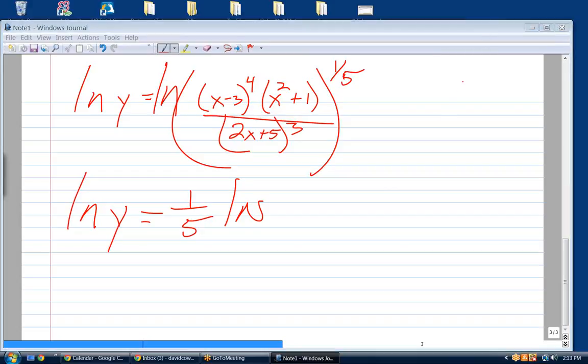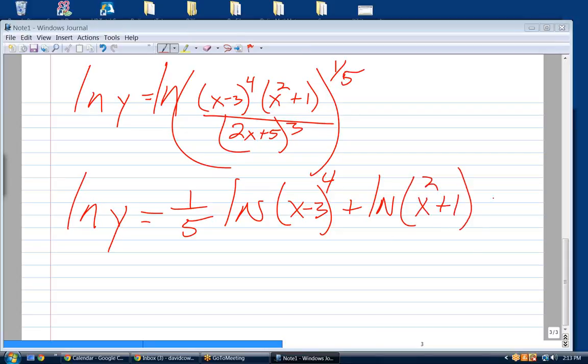Now it's going to be relatively easy to differentiate after I'm done. Okay, let's tackle it. This 4th root is the same as (x minus 3) to the 4th plus the natural log of (x squared plus 1) minus the natural log of (2x plus 5) to the 3rd. See what I've done there?